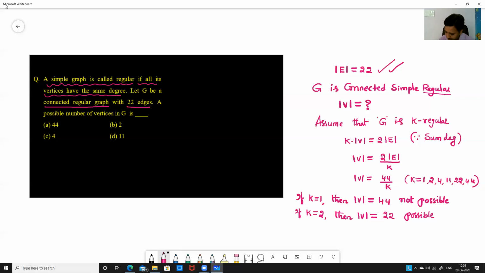Next, K equals 4. Then V is equal to 44 by 4, that equals 11. If the total number of vertices is 11, in order to ensure the graph is connected, we must have at least 10 edges. Obviously, we have more than 10 edges. Therefore, there is no problem with this. It is also possible.